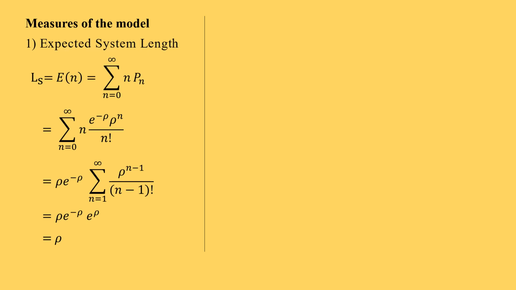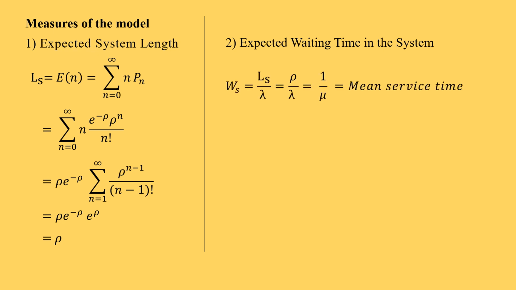Now let us see the remaining measures as I told you earlier. Expected waiting time in the system is calculated as Ls upon lambda by Little's formula, and Ls is nothing but rho, which we just calculated. If I substitute rho as lambda upon mu, lambda will cancel and I get 1 upon mu, which is the mean service time. So waiting time in the system is nothing but mean service time.